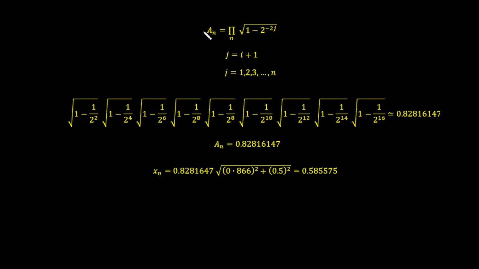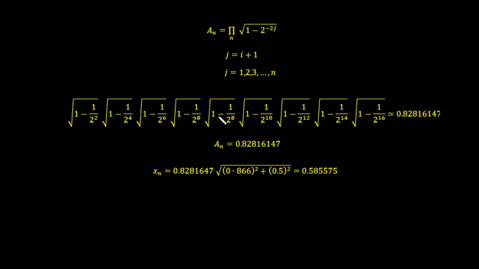The value for our an is given by the product of our root of 1 minus 2 to the minus 2j. Remember, j is equal to i plus 1, so i starts at 0, so it means that j must start at a value of 1. So j will run through the values 1, 2, 3, 4, 5, 6, 7, 8 and 9. So in order to work that out, we're going to have the product of 1 minus 1 upon 2 to the 2, 1 minus 1 upon 2 to the 4, and so on and so forth.